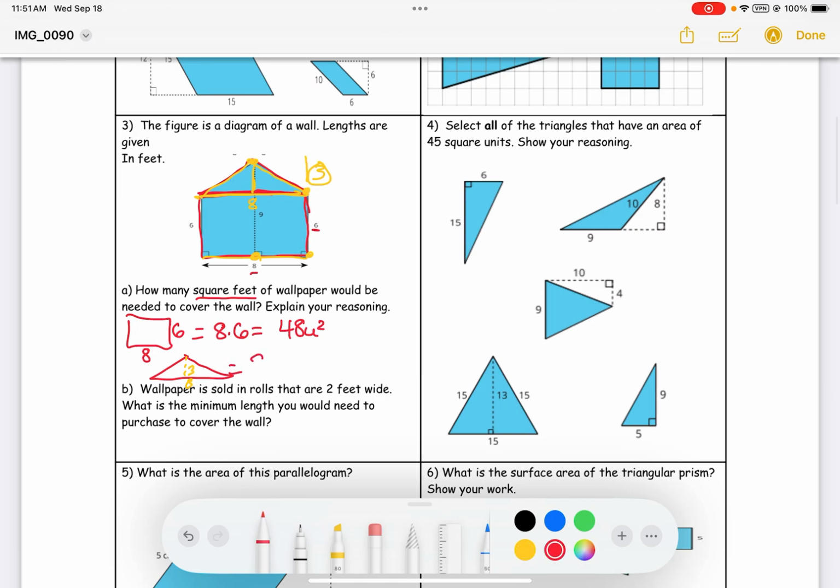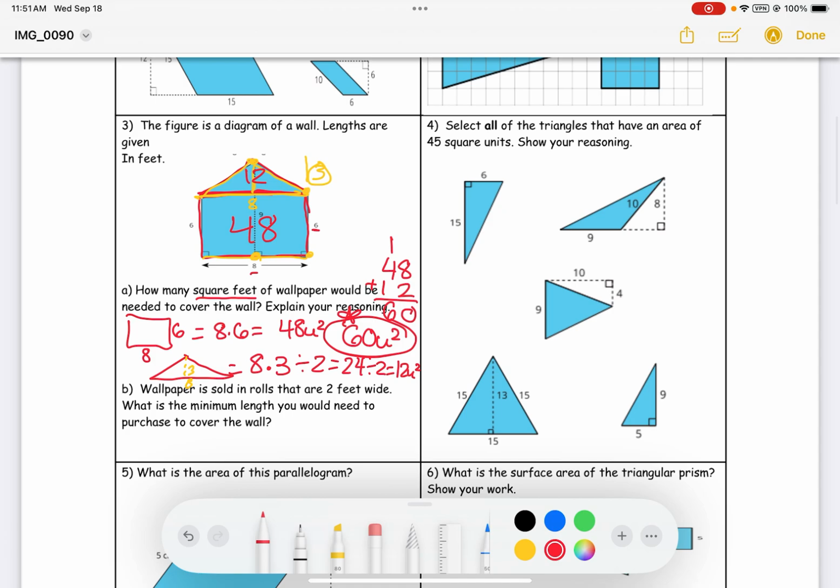So to find the area of a triangle, we do base times height and then divide it by 2. So 8 times 3 is 24. 24 divided by 2 is 12 units squared. So we're going to add the parts. We have 48 and 12. 48 plus 12 equals 60 total units squared for that whole figure. So show your work, circle your answer.